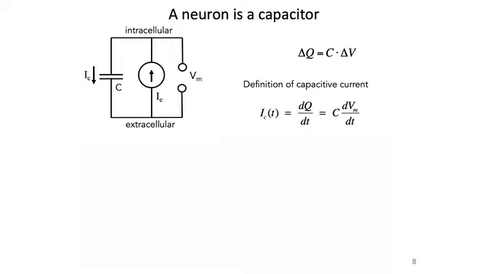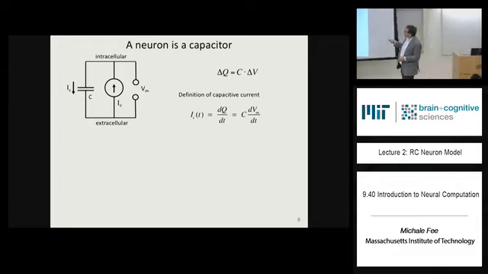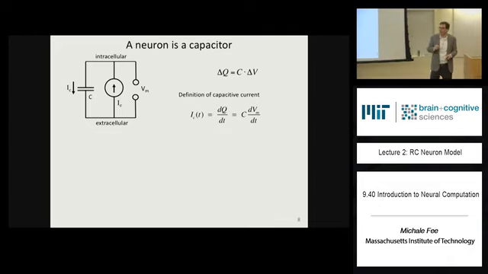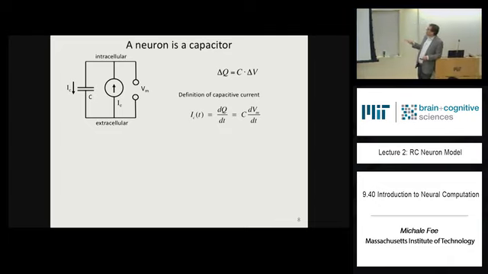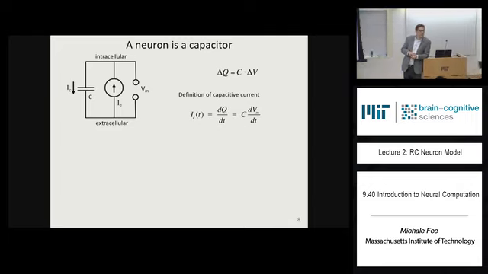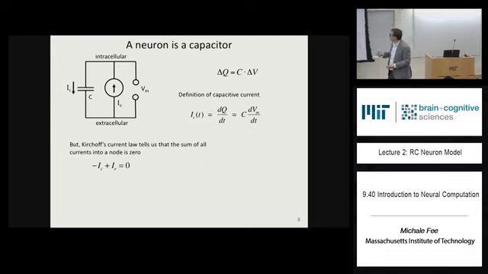And remember that Q is just CV, so the capacitive current is just C dV/dt, and the Vm here represents the membrane potential. So the capacitive current through a membrane is just the capacitance times the time rate of change of the membrane potential. Any questions? Okay, pretty straightforward.